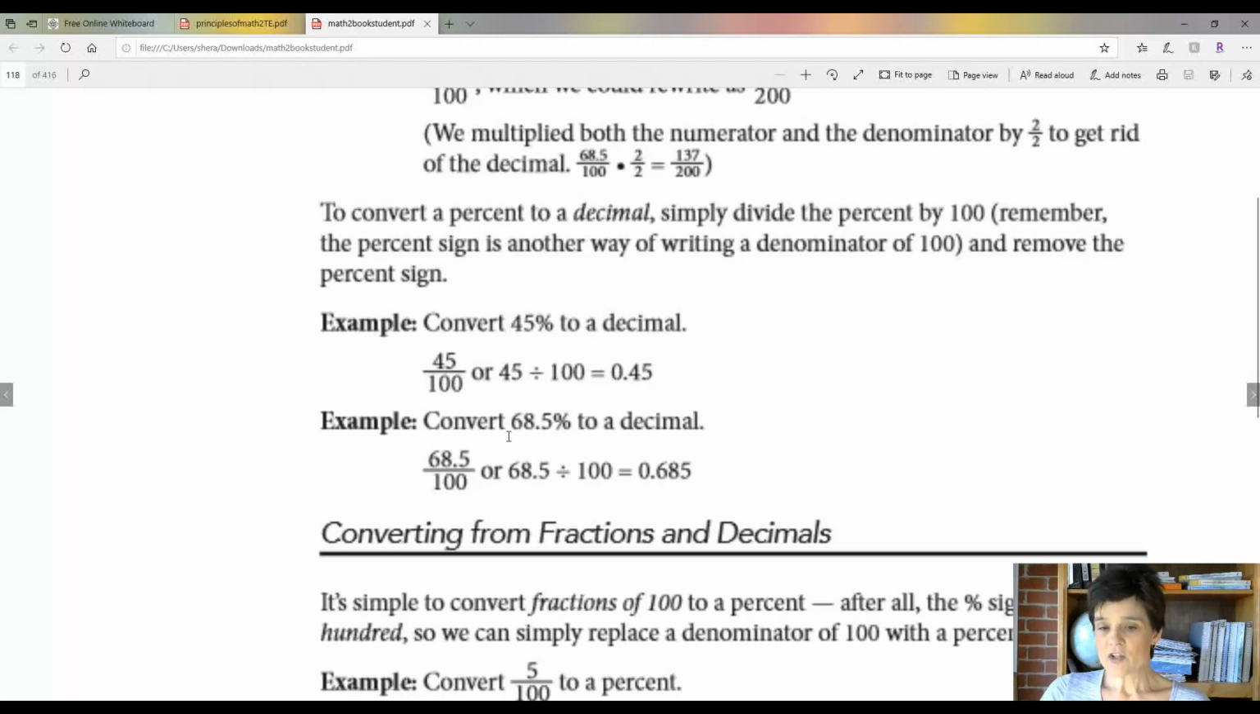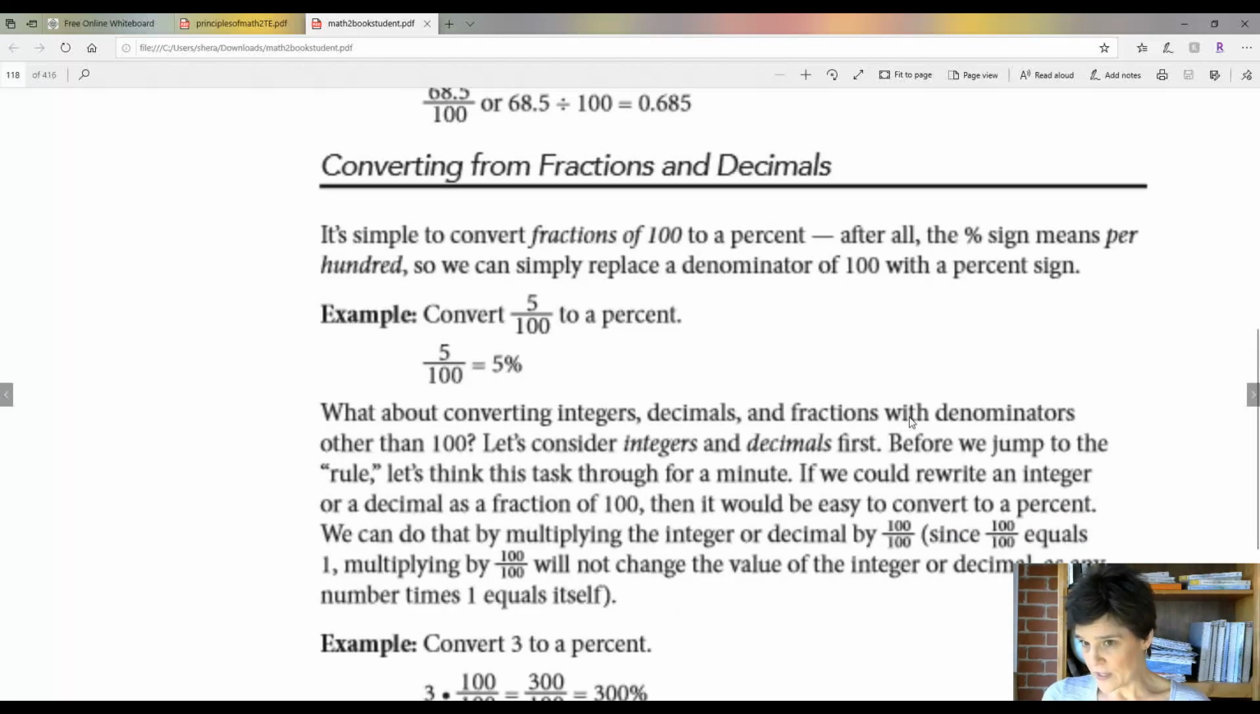Okay, so we're going to convert 68.5 or 68 5/10% to a decimal. 68.5 over 100 or 68.5 divided by 100. Move your decimal 2 places to the left and you get 0.685. Okay, this should be review. That's why I'm kind of going fast. You should know how to do this already.